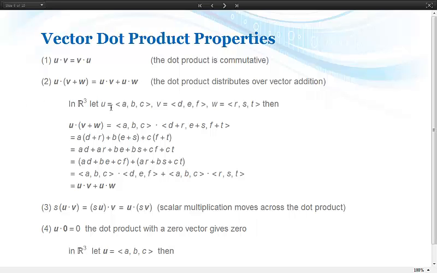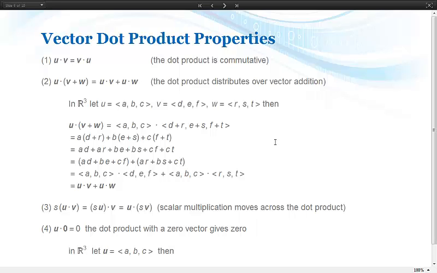the three-dimensional case. So I let u have the elements a, b, c, v have the elements d, e, f, and w have the elements r, s, t. Then what do we have? We start with the left-hand side. I compute u dot v plus w. Well, I have to add the vectors v plus w first. That's d plus r, e plus s, f plus t. So there's v plus w, and I take the dot product of a, b, c with that vector.